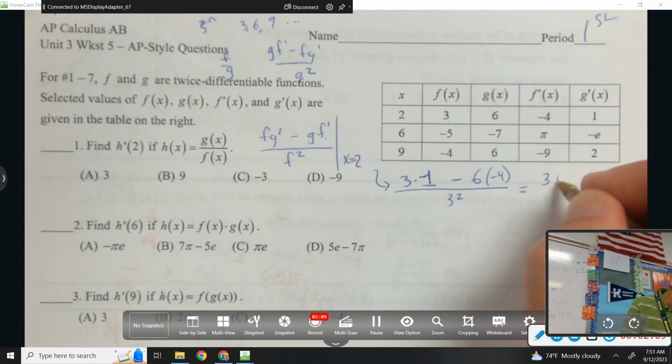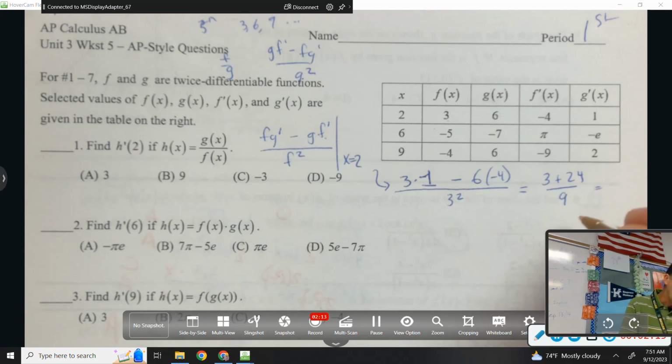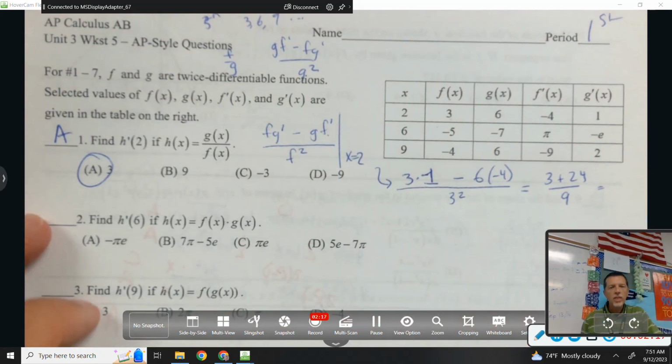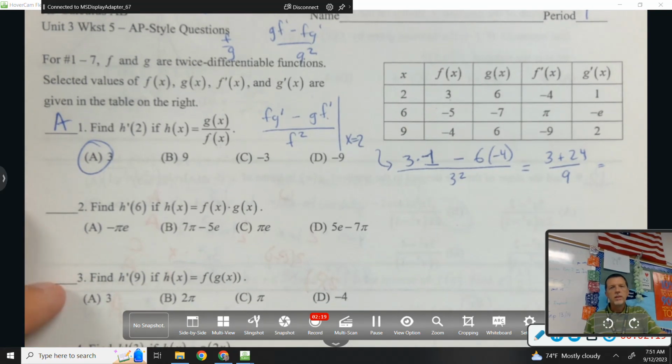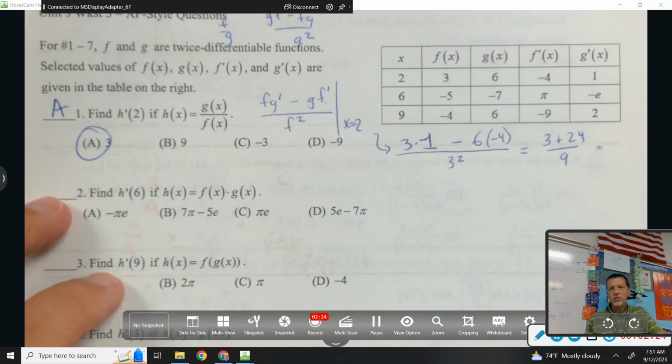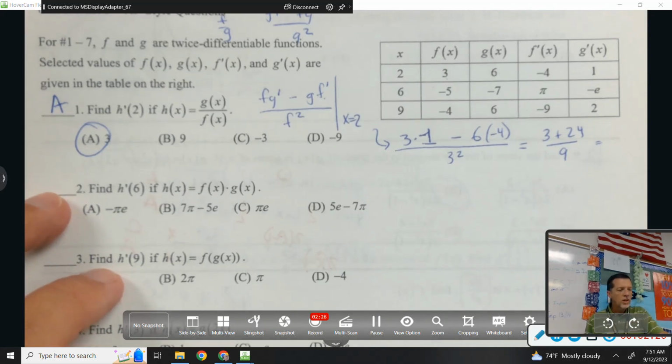Wow, you can use the table 5 different times. So 3 plus 24 over 9. 27 divided by 9 is 3. There it is. I mean, that should be a pretty straightforward problem. Like just a straightforward application of the quotient rule and using the table.